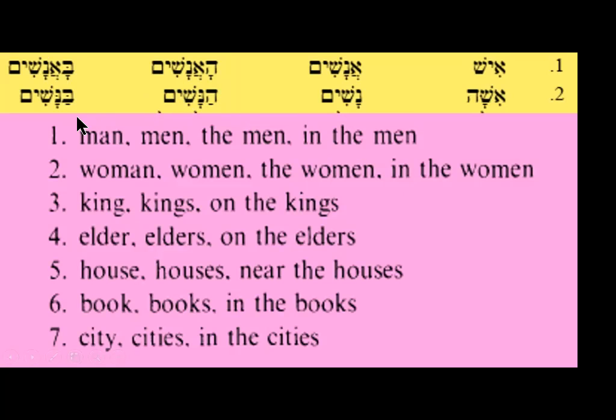And then in the women, you change the ha to a ba. And so it's banashim, in the women. Okay, what was the word for king?